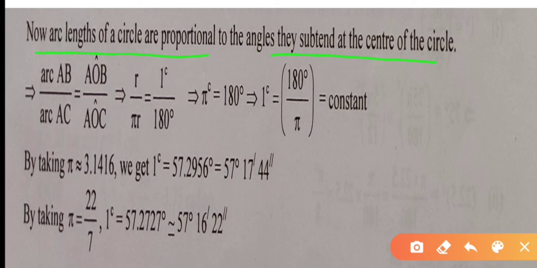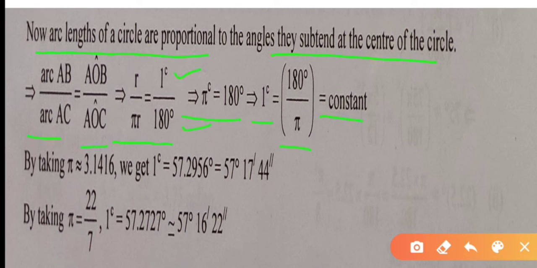Next, arc lengths of a circle are proportional to the angles they subtend at the center of the circle. Then arc AB by arc AC equals angle AOB by angle AOC, which implies R by pi r, where R equals 1 radian, and pi r is nothing but 180 degrees, which implies pi, keep here as it is, where 180 degrees, which equals R gets cancelled. Pi equals what? 180 degrees, where 1 radian equals 180 by pi, which equals what?